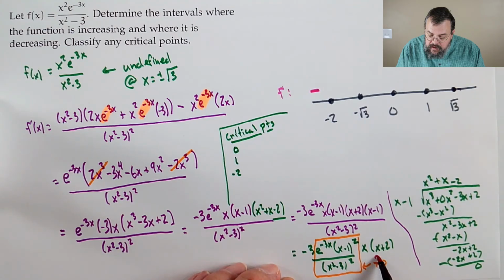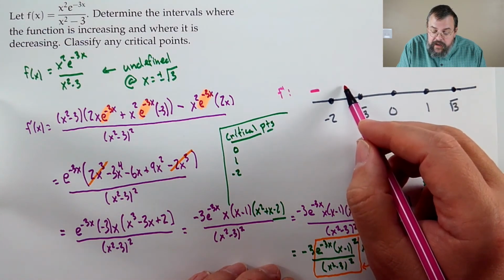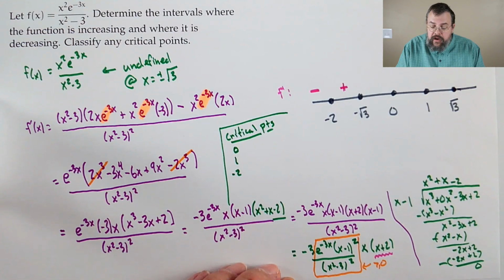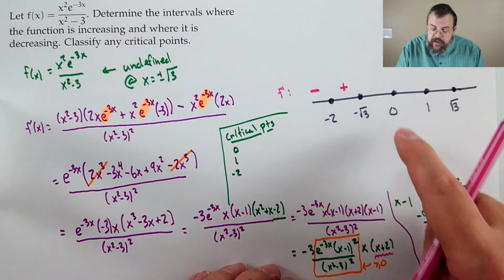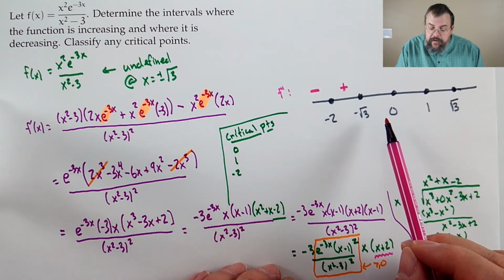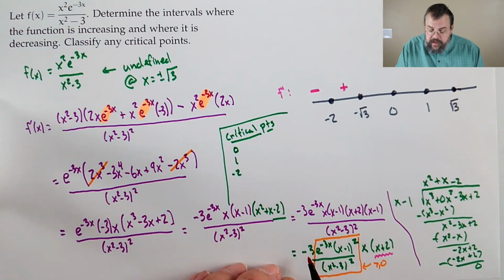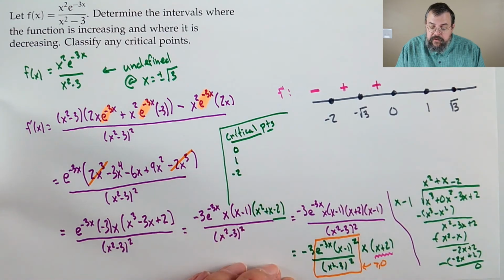Now, as soon as I pass negative 2, what happens to the value of x plus 2? If I'm just below negative 2, I'm negative. If I'm just above negative 2, I'm positive. So what will happen is I'll be a negative, still negative, but now that's positive. So I can now say I'm positive. Okay, now we skip over negative root 3 and ask what happens between negative root 3 and 0. We would have, say, negative 1. That would work. Negative, negative, positive, which means we're still positive.